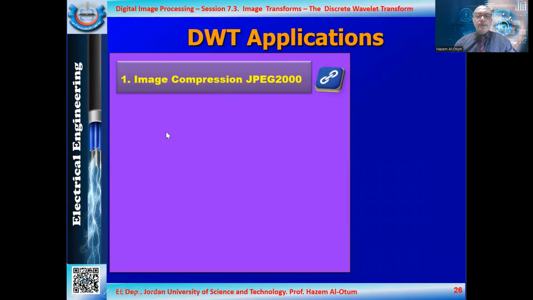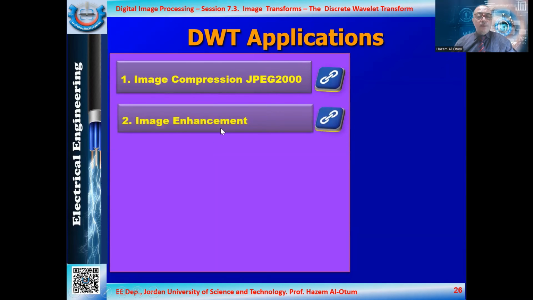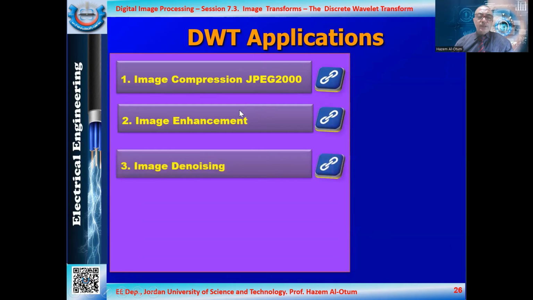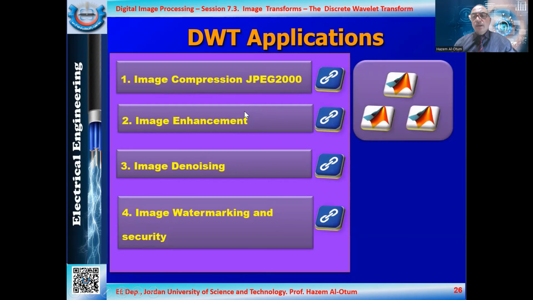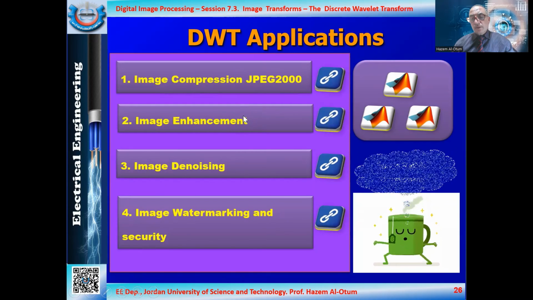A lot of applications can be found on the wavelet. First of all is the JPEG 2000. It's an extension of the JPEG using wavelet instead of DCT. Image enhancement techniques, filtration, denoising, all these things can be done. Image watermarking and security applications, etc. You can find a lot of applications with MATLAB things.